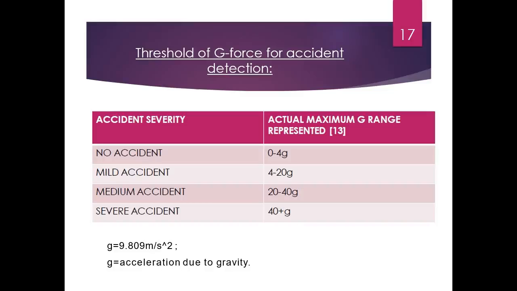In the threshold of g-force for accident detection table, for the first case, no accident happens: if the car is traveling at a normal speed, then acceleration is found to be negligible. Therefore, the accelerometer shows no change in acceleration, or if there is a change, it is minor, that is 0 to 4g. So it is concluded that an accident did not occur. For the second case, mild accident, the G value will vary from 4 to 20 G, and for the medium accident, the G value will vary from 20 to 40 G, and for the severe accident, the value will be above 40 G, that is, we can call it 40 plus G.